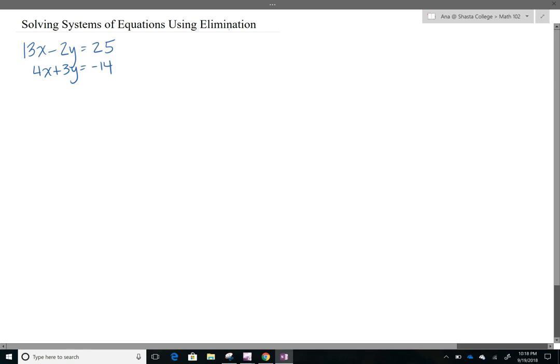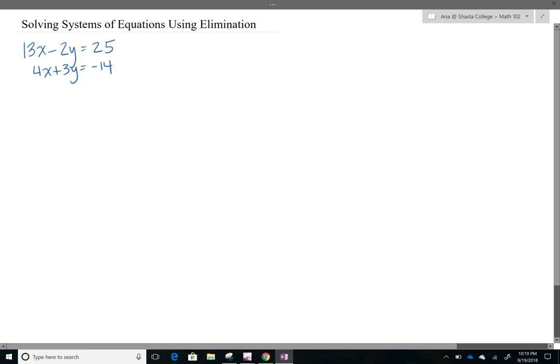Graphing is good when we are dealing with equations that are in slope-intercept form, say y equals. Substitution is good when we have a variable that is isolated, x equals or y equals. Elimination is nice when your variables have coefficients and aren't in slope-intercept form. It works all the time, but it's nice when you're dealing with coefficients.